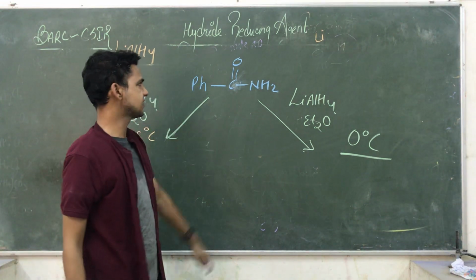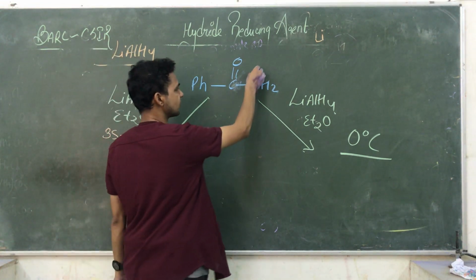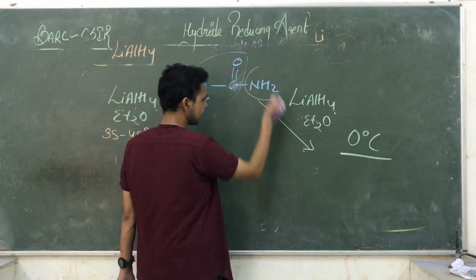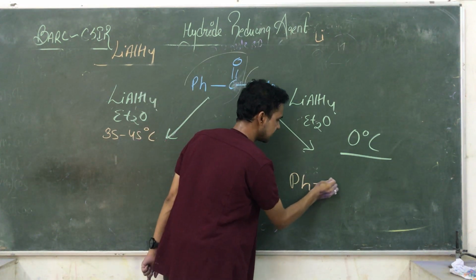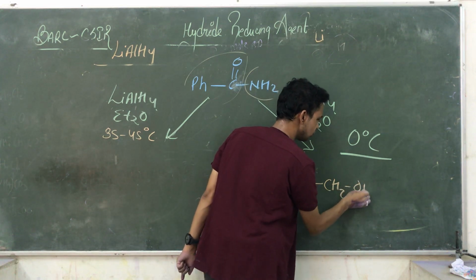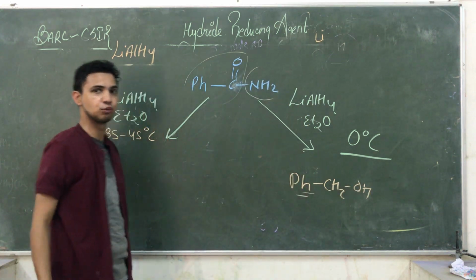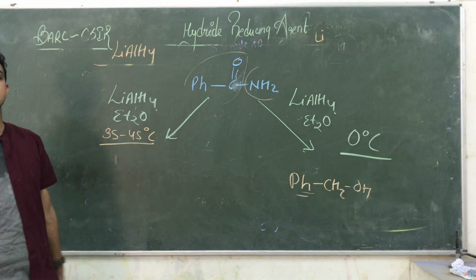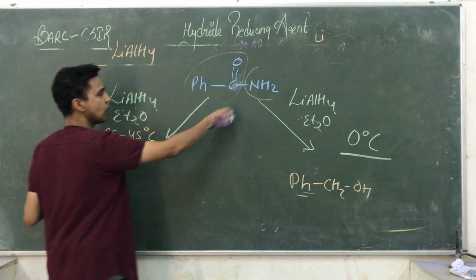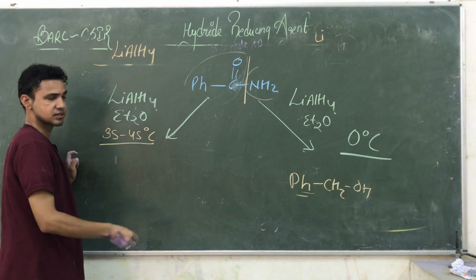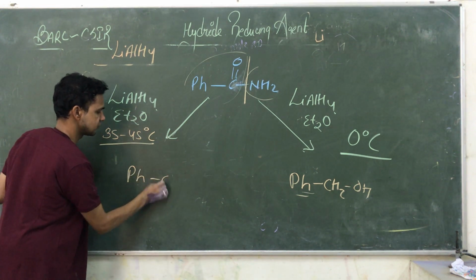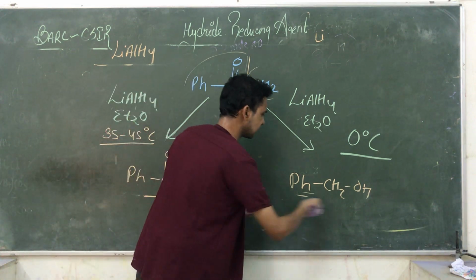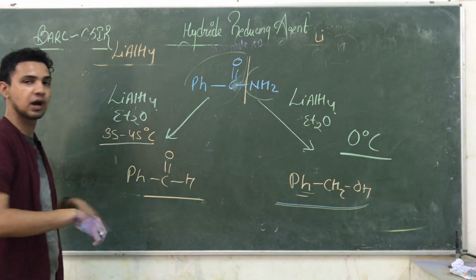So in that case, the whole compound is removed in the form of NH3 and the whole compound is converted into alcohol, Ph, CH2OH. You know the meaning of Ph is a phenyl group, benzene group. But if the temperature is 35 to 45 degrees Celsius, they give you aldehyde, Ph, CHO. That is also a specific nature of lithium aluminium hydride.